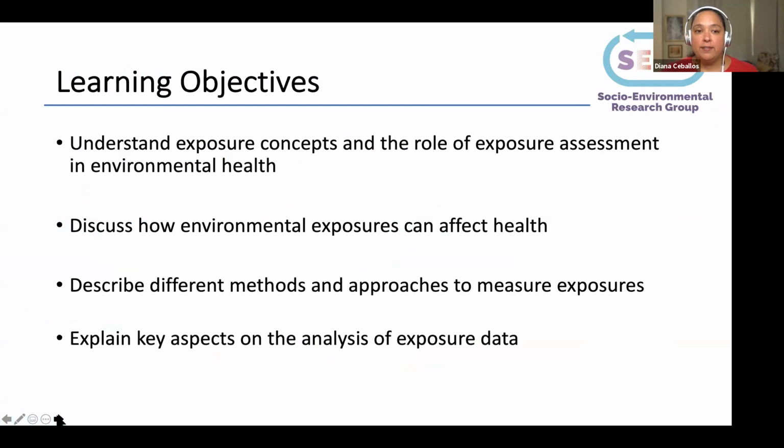The learning objectives are to understand exposure concepts and the role of exposure assessment in environmental health, discuss how environmental exposures can affect health, and describe different methods and approaches to measure exposures. And lastly, explain key aspects on the analysis of exposure data.